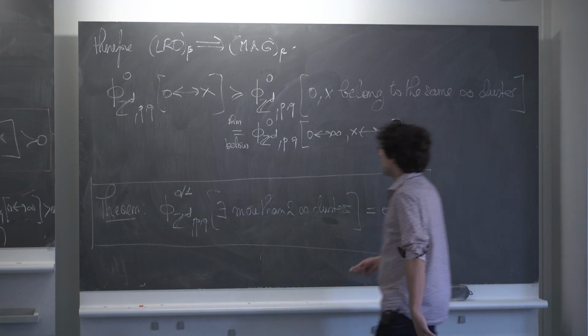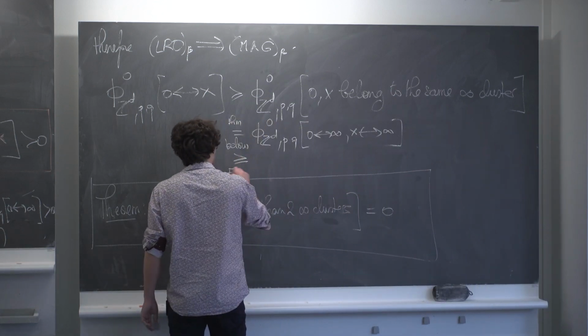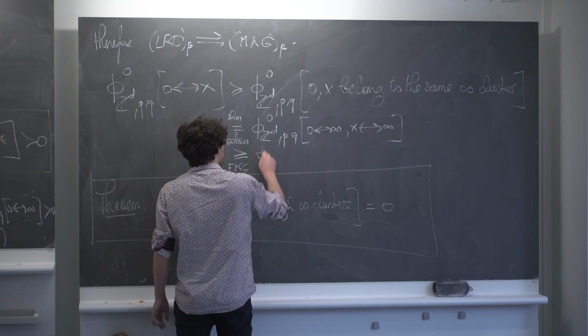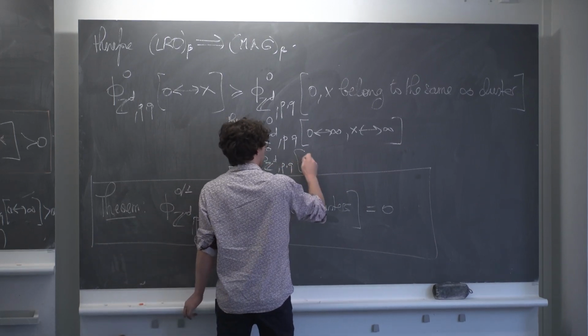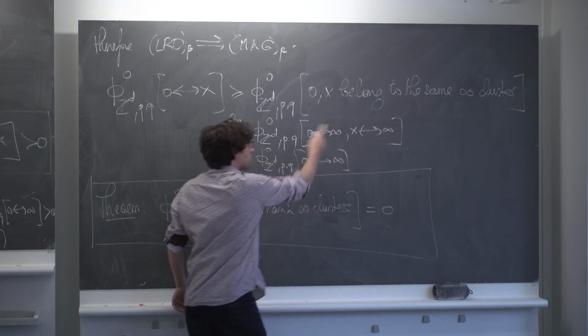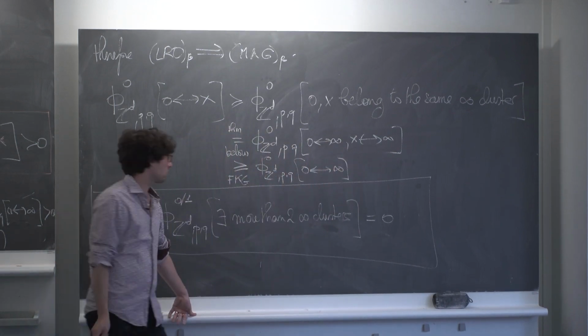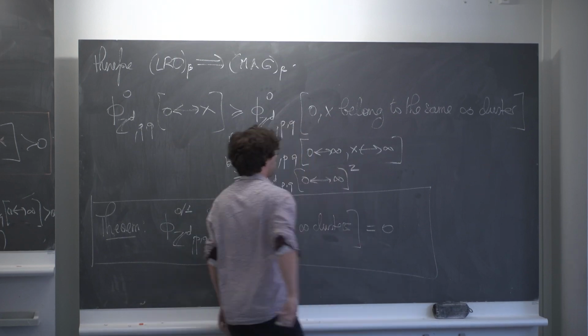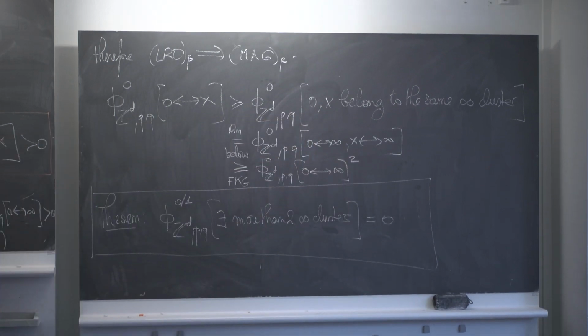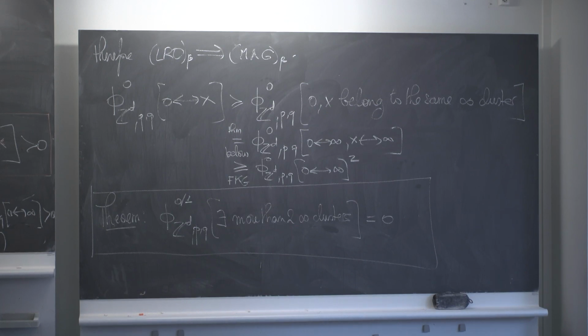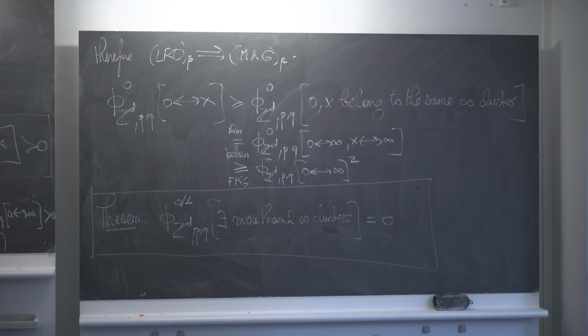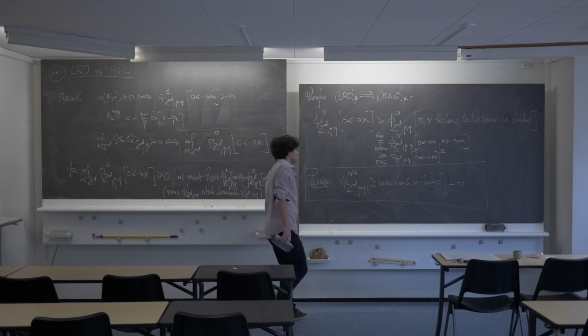Okay, but now by FKG, this is phi ZD PQ 0 of 0 connected to infinity times the same probability for x, but by invariance under translation, I can put a square here. So this is starting to look much better. It's much closer to this one, but still we have a problem that it's not equal to the one we want.